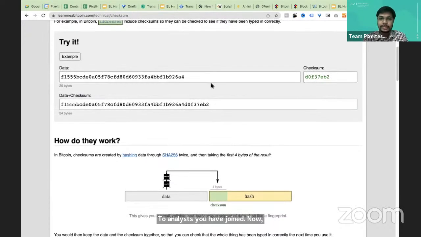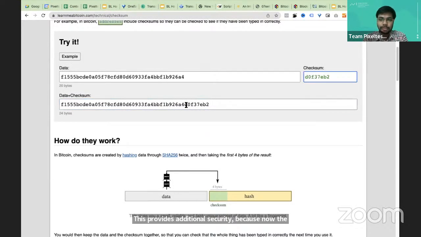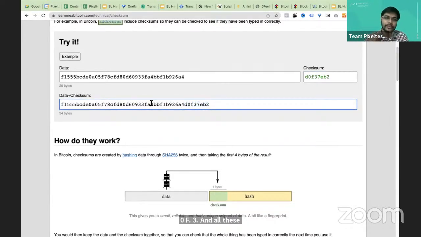So now this provides additional security, because the checksum here is now D0F3 and all these characters. If, for example, whenever the data is being transmitted or sent to someone, there is some manipulation or some change happening, let's say I'm going to say here, instead of A, I'm going to say 5.